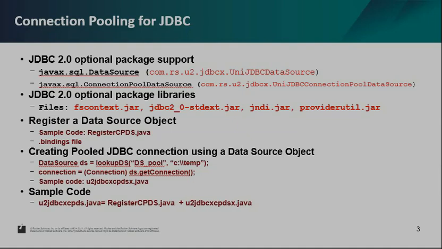Another one I use is called the U2 JDBC CPDS program. Basically, it just combines two programs so it's easy for testing. But if you want to learn, you might make it two separate programs to make it easy to use and learn. First, you use the register CPDS program. Then another program just tries to get the connection from the data source object. Next, I will show you the demo first, then I will explain it to you.